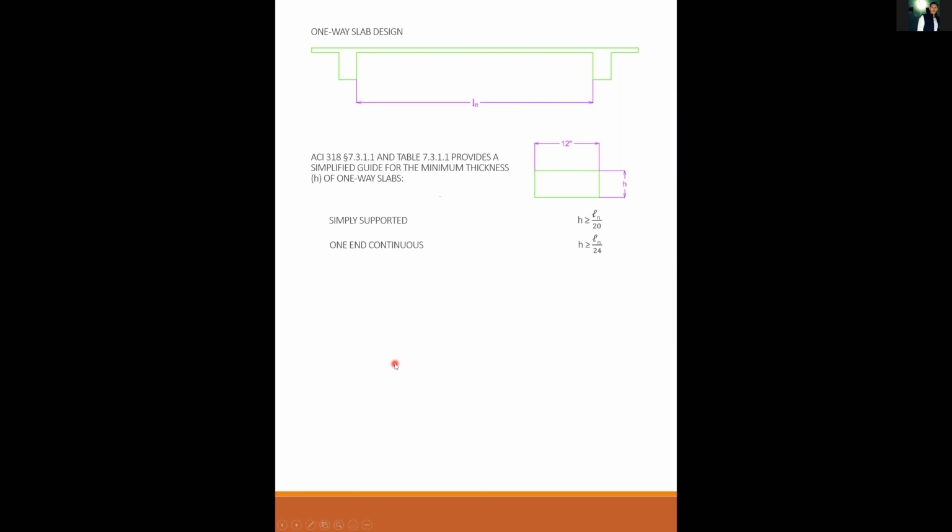Professor, is the table for this in the book? I'm trying to find it right now. I don't know, good question. Let's see, where in the book does it talk about slabs?